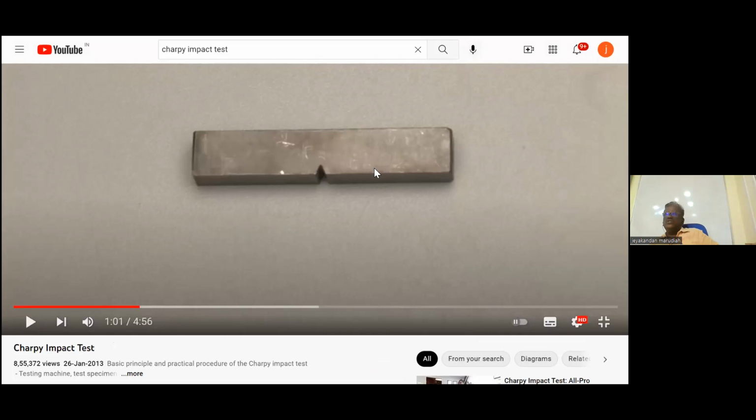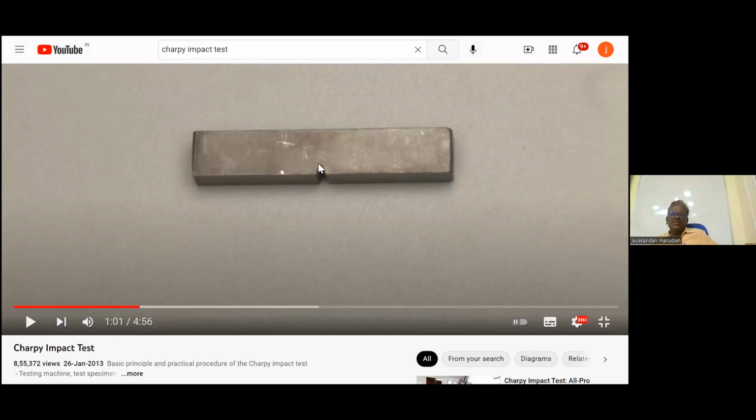So what are the things you should know? What is the size of the specimen? The length is 55 millimeters. That is a standard specimen. Width is 10 millimeters, thickness also 10 millimeters. Suppose your pipe thickness is less than 10 mm. You cannot make a 10 mm specimen. Those specimens are called sub-size specimens. Standard size is 10 by 10 by 55: 55 mm length, 10 mm width, 10 mm thickness.